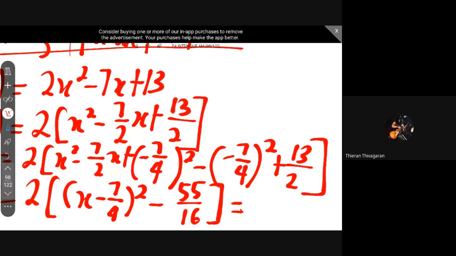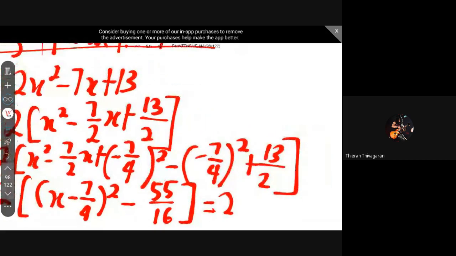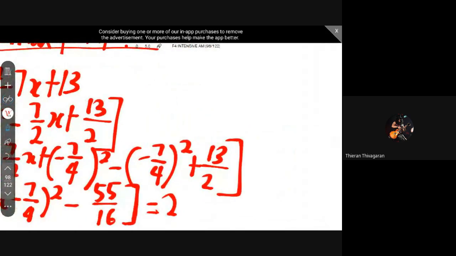Yes, dalam masuk or expand. Okay, so if you expand, okay, got space here. 2x minus 7 over 4 square. And then minus 55 over 8. Okay, kita dah dapat dalam bentuk vertex. This is our vertex form.